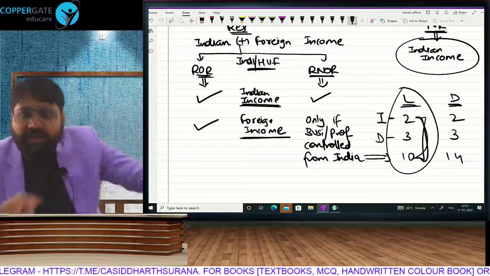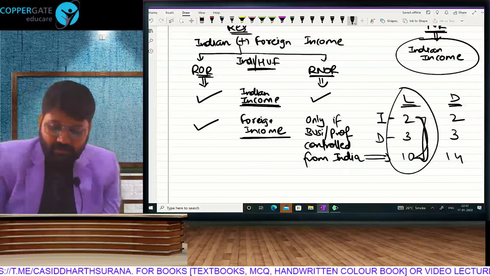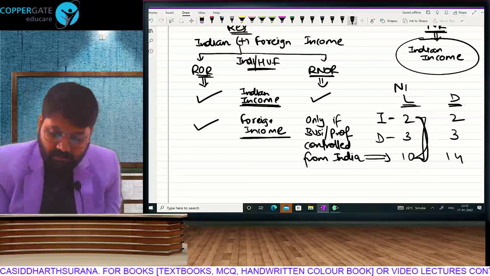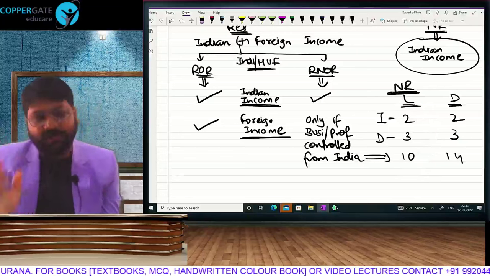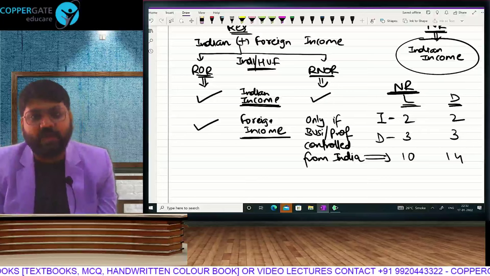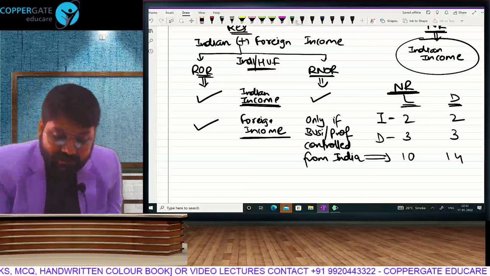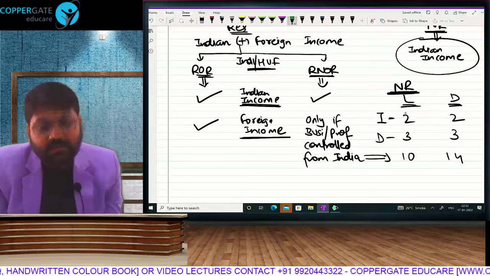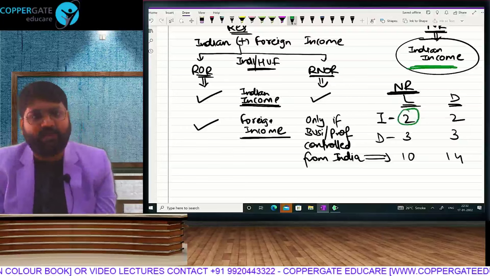No. She is not fulfilling the 15 lakh criteria. That means Liana will be treated as a non-resident. And tell me, now out of her total income of 15 lakh, which income will she pay tax on? Will she pay tax on 2 lakh? Yes. Why will she pay tax on 2 lakh? Because Indian income, everyone has to pay tax. Even non-residents have to pay tax.